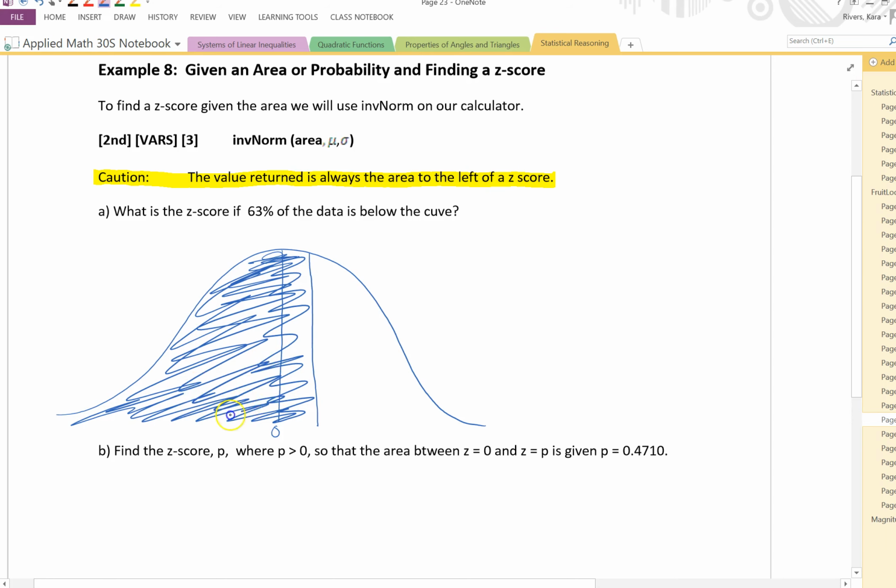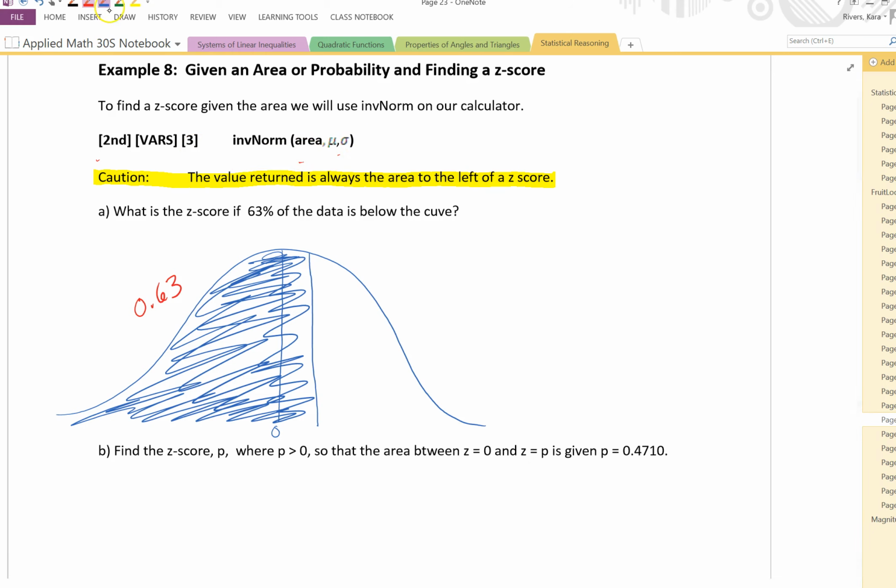So the area in this spot gives us an area of 0.63. But we want to know what the associated z-score is. We don't know what that is. That's a question mark right now. That's what we're trying to solve for. So how do we do this? Well, it says second, vars, 3. Then we put inverse norm, the area, and then mu, sigma.